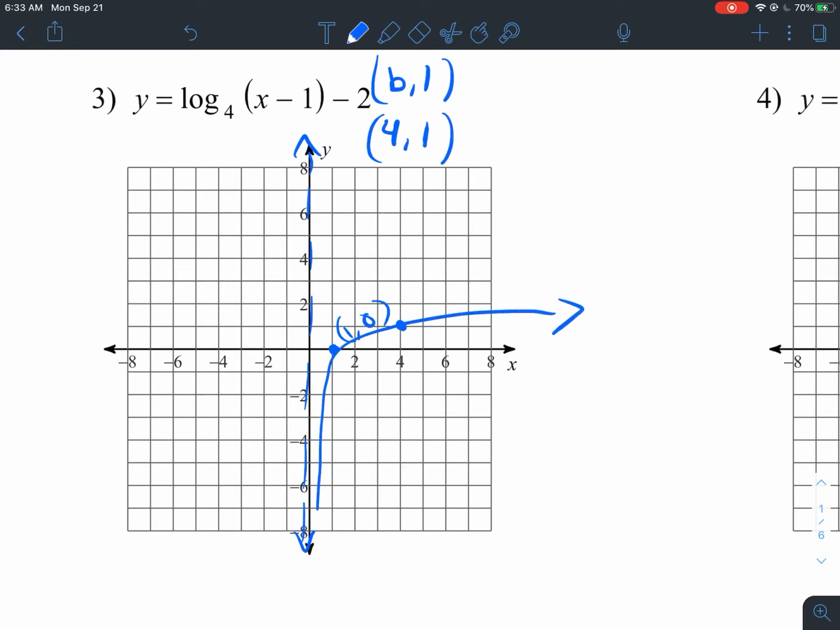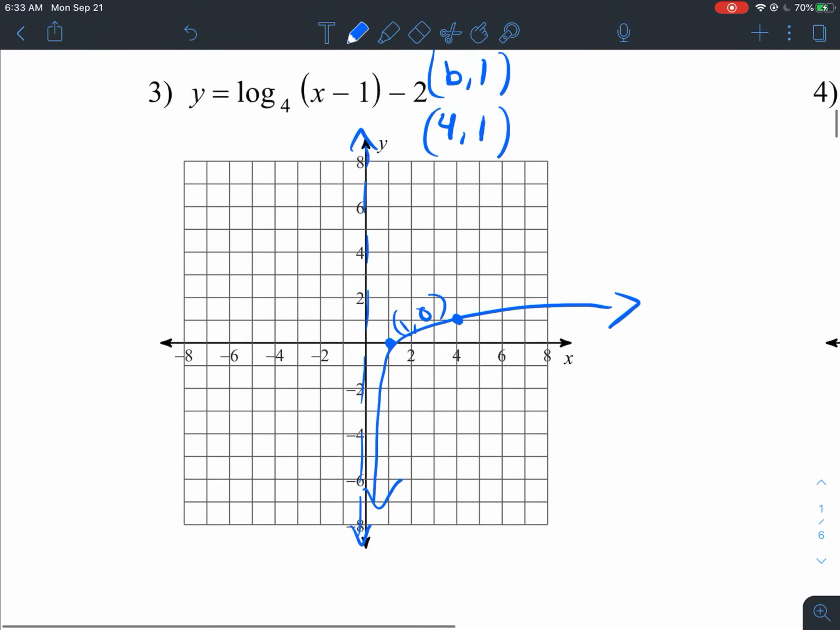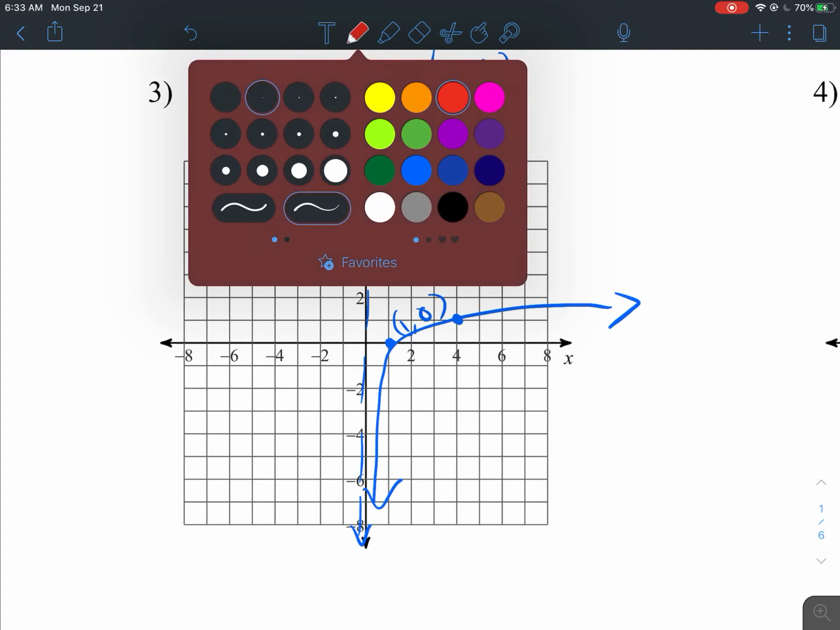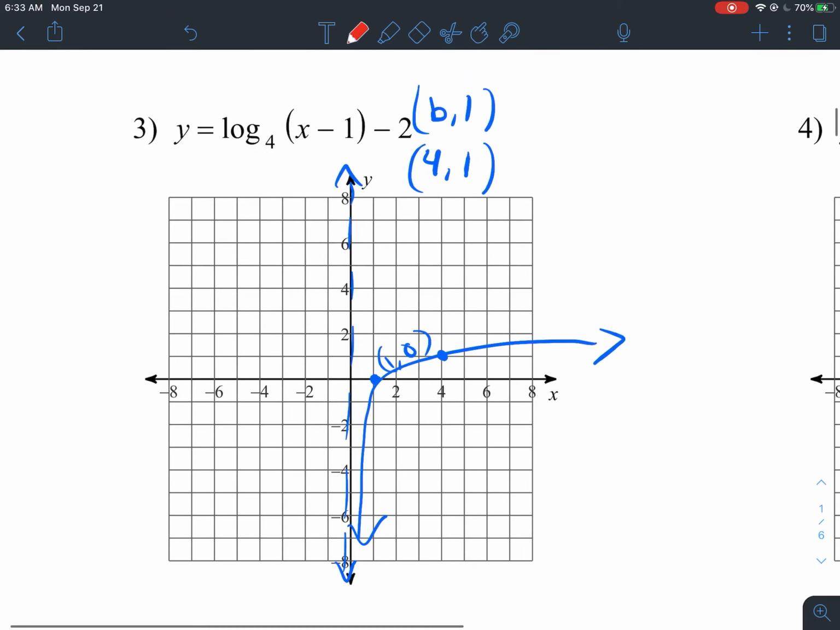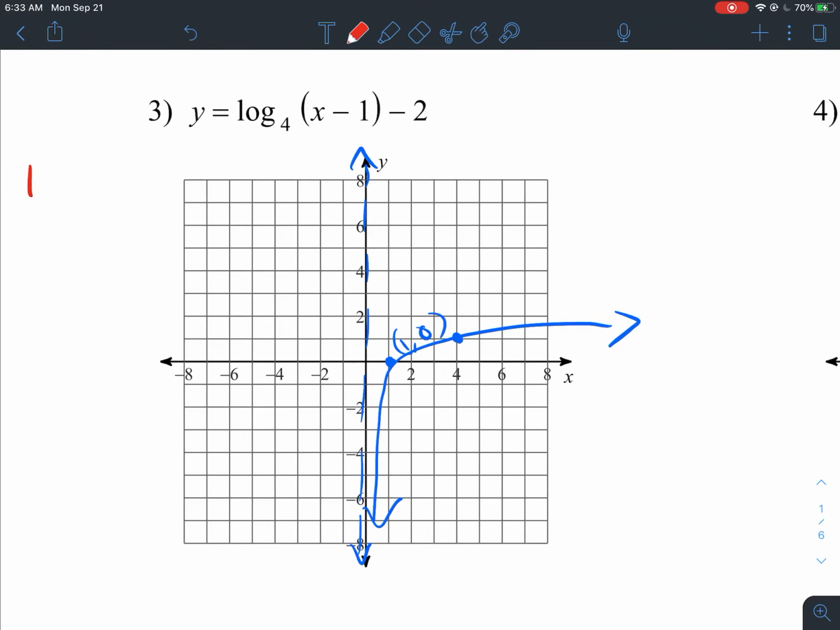So this here, what I just drew, is my parent function. But now let's apply our transformations to it. So this 1 tells us to go 1 to the right. How do I know it's to the right? Well, it's -1, all right? And the numbers attached to the x do the opposite. So instead of going -1, we're going to go +1. So we're going to go 1 in the positive direction.